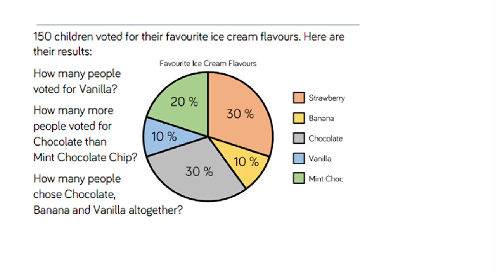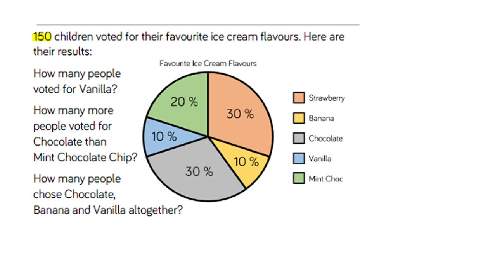Okay, I'm just going to go through this question, and the next 3 questions I'll pause and let you have a go at them. So 150 children voted for their favourite ice cream flavours, and here are their results. If I was doing this question at home, I would underline or circle that number 150 because that's really important. That's what the whole pie chart represents. The whole is 150. Okay, 150 people were surveyed.